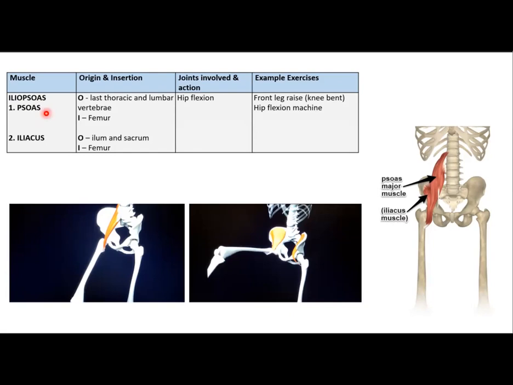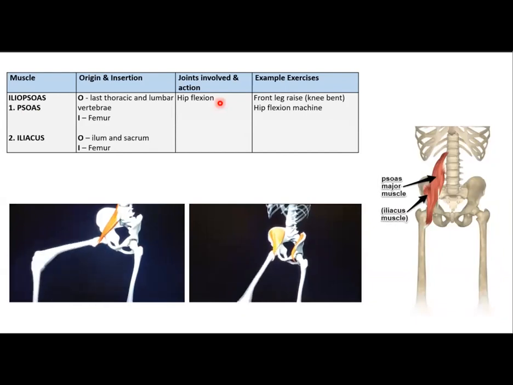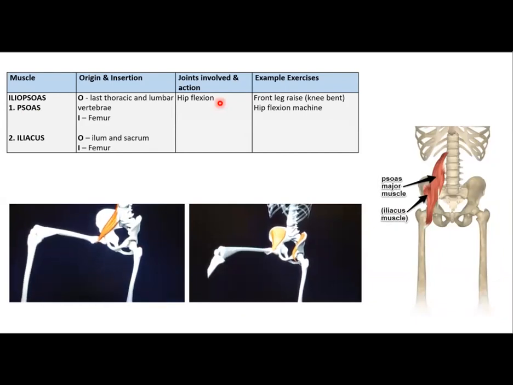So you have two. One is psoas major, and the other one is minor, and the other one is iliacus. But iliopsoas is your hip flexor, and what it does is it flexes your hip. That's why it's called hip flexor. So what it does, again, when you lift up your leg, it is your hip flexor. Okay. So this is basically one of them.